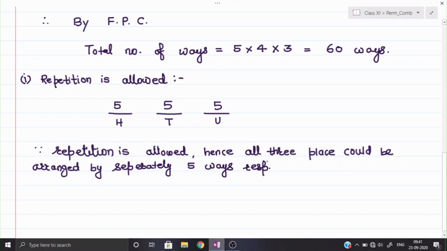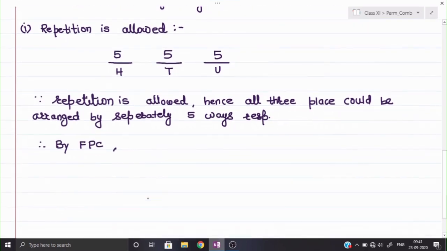Each and every place can be arranged in five ways. So, by the fundamental principle of counting, the total number of ways, or the total numbers formed, will be equal to 5 into 5 into 5. All three we shall multiply. So it will be equal to 125 ways.